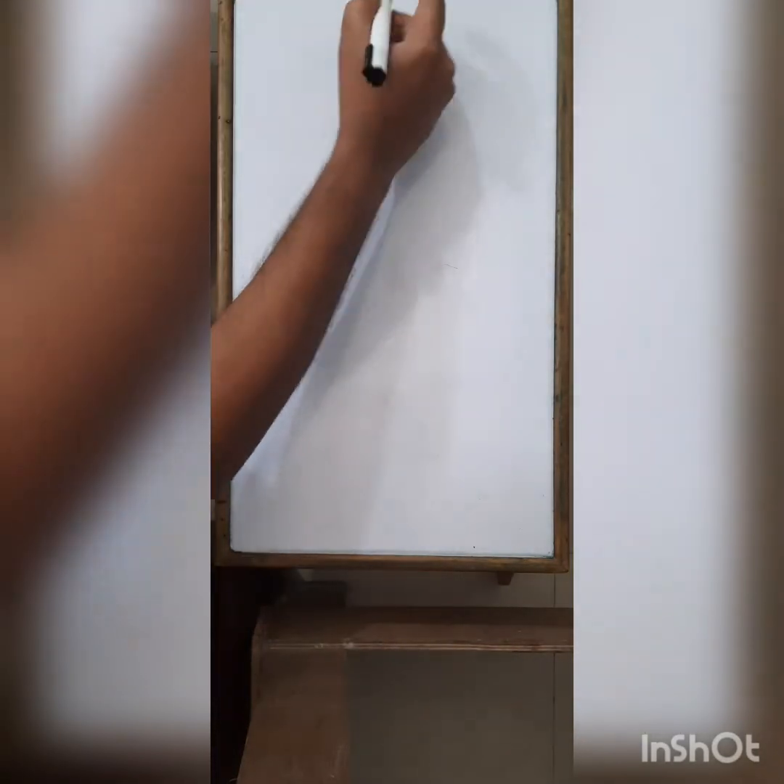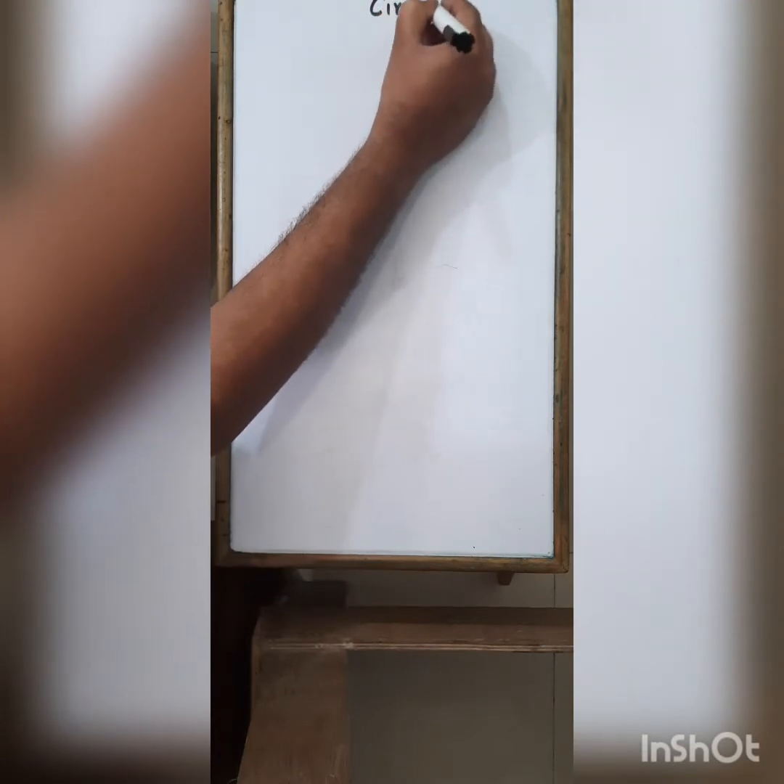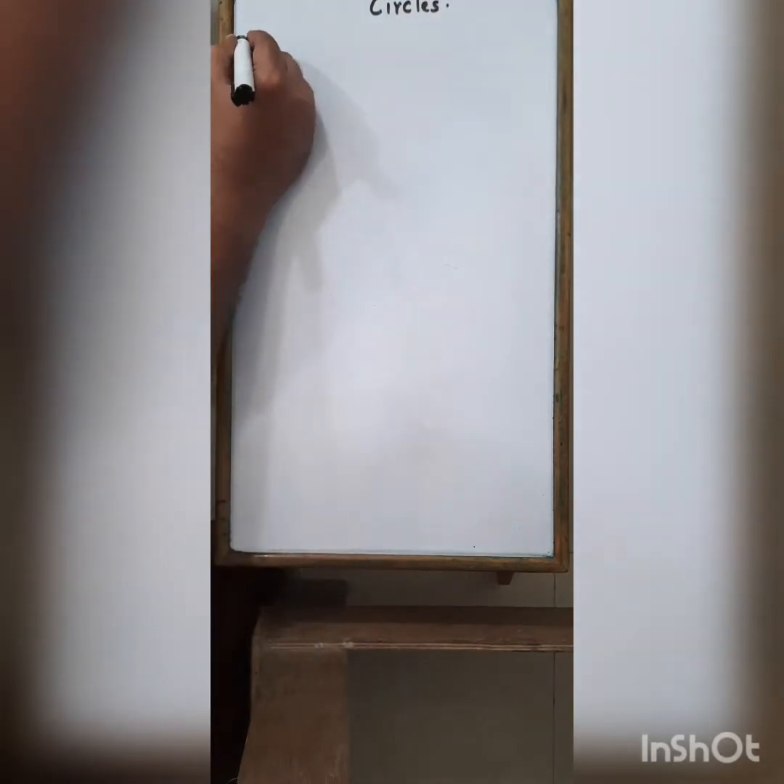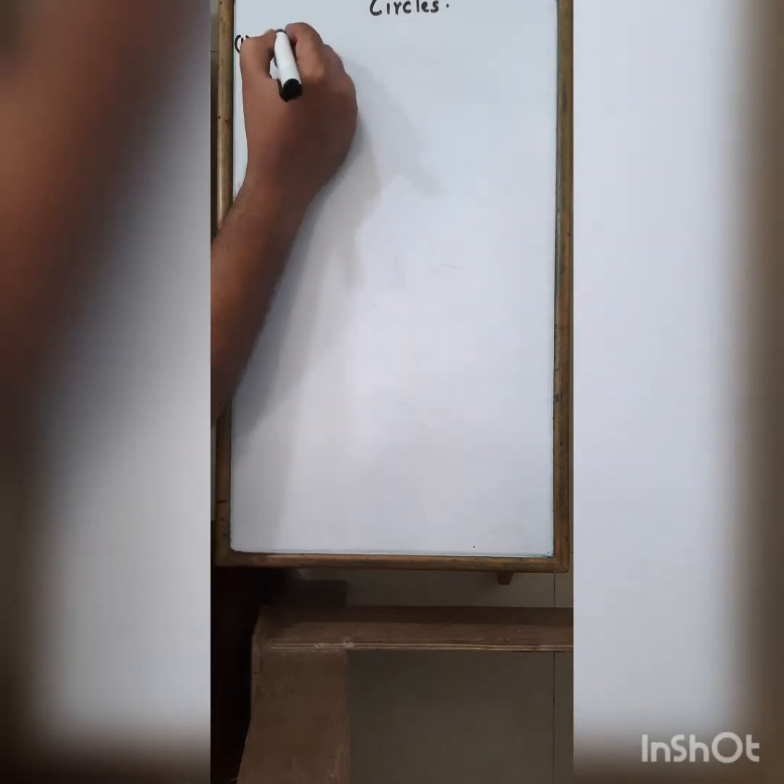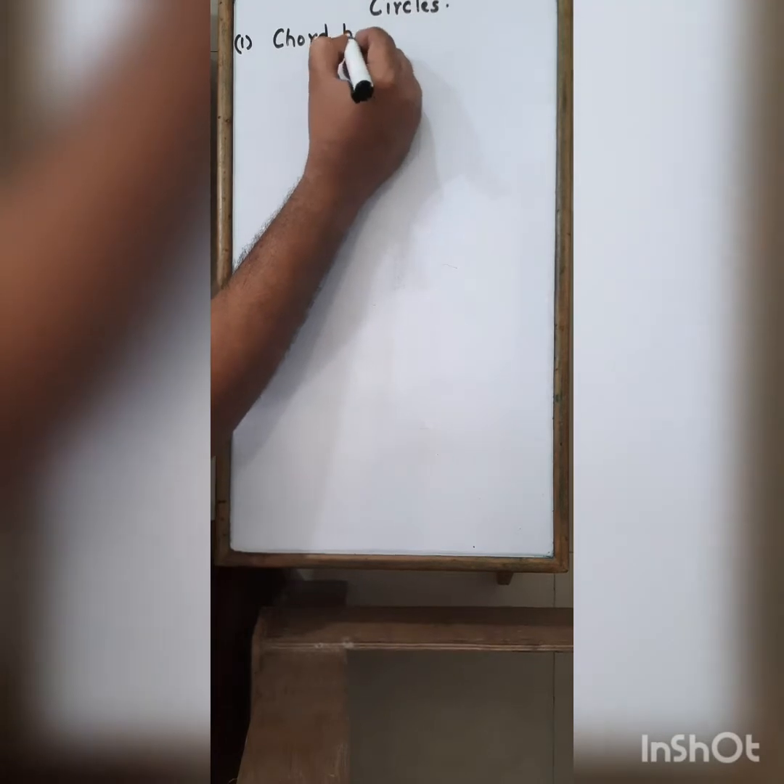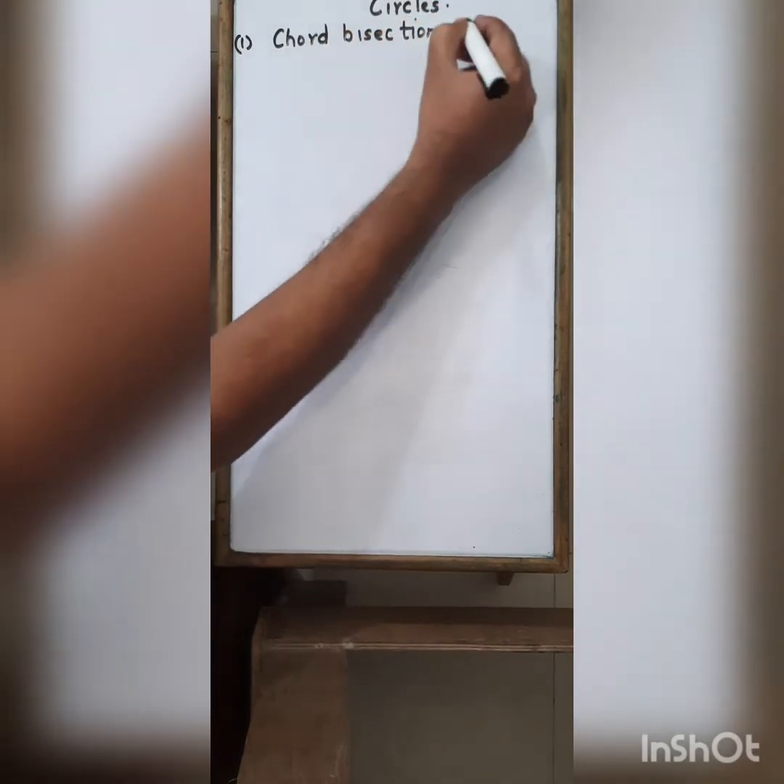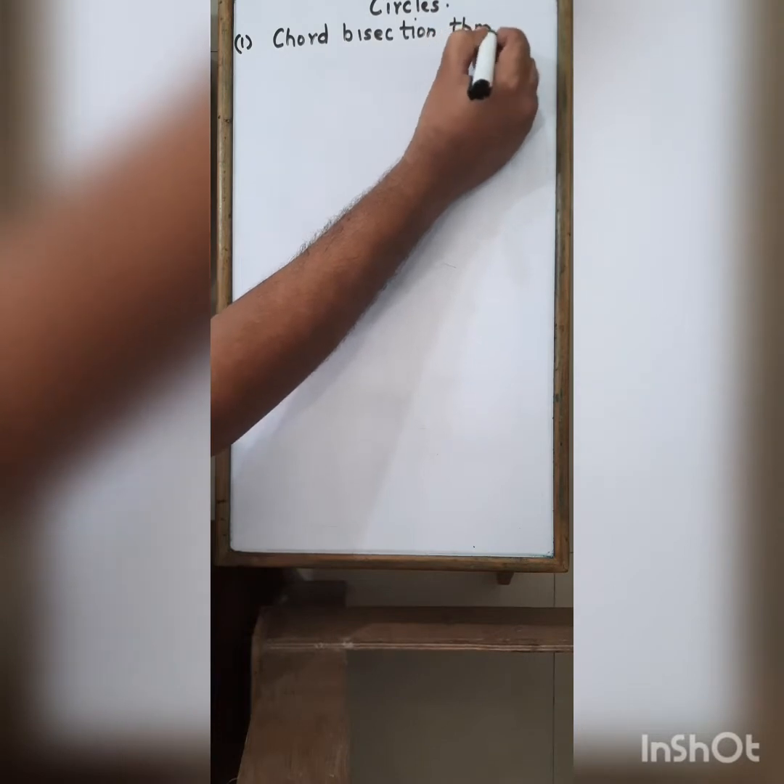In this video, we are going to study the theorems of circle chapter. The first theorem is the chord bisection theorem. What does this theorem say?